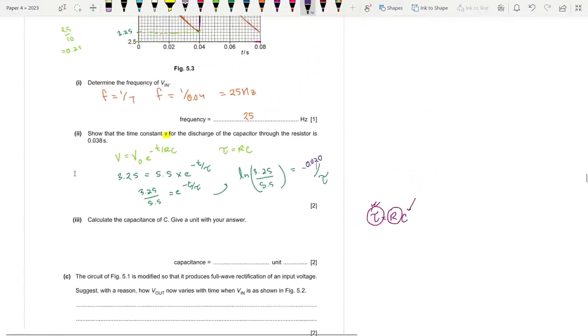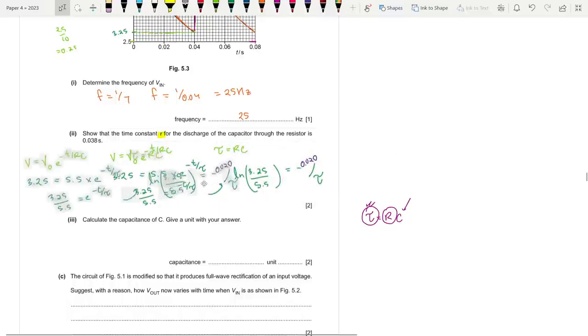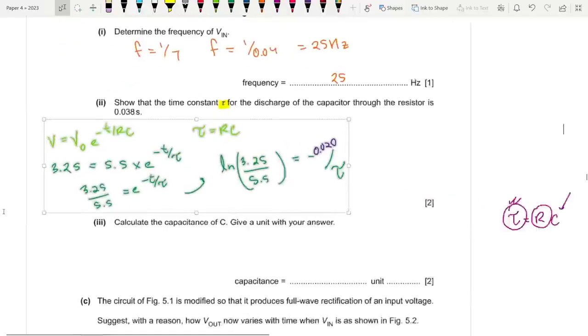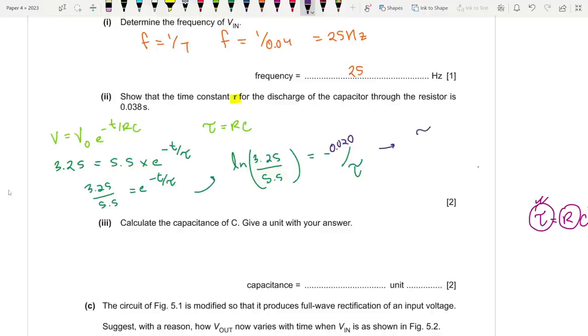So if I do the working properly, let me just bring it to the left hand side. Okay. So the final step is, after simplification, tau is equal to minus 0.020 divided by ln 3.25 by 5.5.